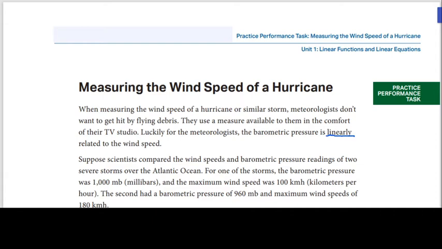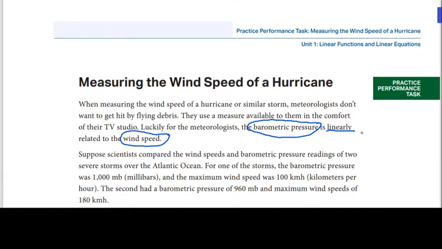We're talking about linear relationships, and we just have to put what we know about linear relationships into use. In linear relationships, we are going to have two variables. If we look at this, barometric pressure is going to be one variable, and wind speed is going to be the other variable. If we have two variables, those are the things that we set up. All of that other information is really not necessary for us to solve the problem.